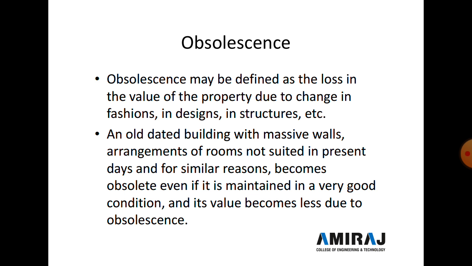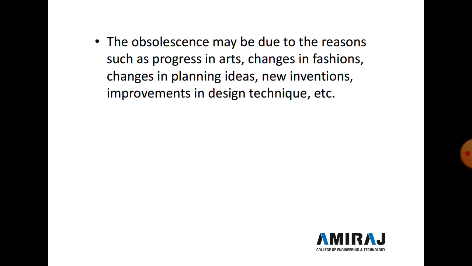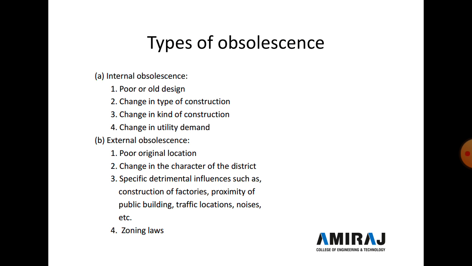An old-dated building with massive walls and an arrangement of rooms not suited to the present day, for a similar reason becomes obsolete even if it is maintained in very good condition, and its value becomes less due to obsolescence. Obsolescence may be due to reasons such as progress in art, change in fashion, change in planning ideas, and new innovation and improvement in design technique, etc. The types of obsolescence are internal obsolescence and external obsolescence.